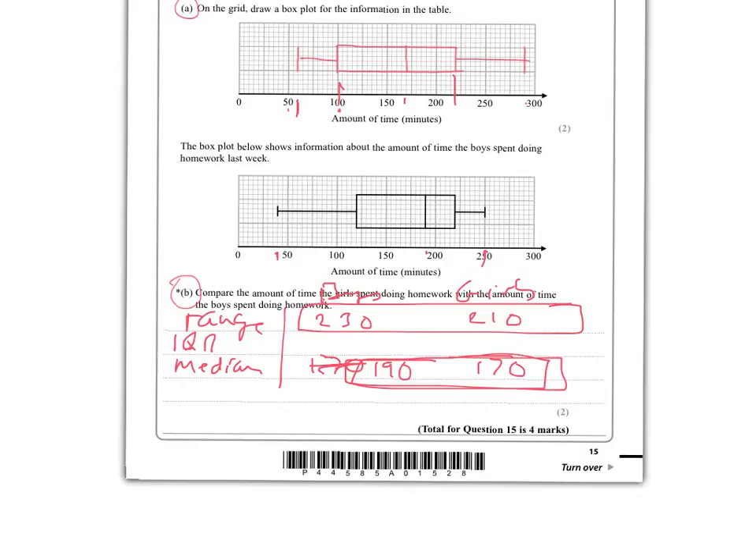The second mark comes from putting one of those remarks in context. So saying the median is bigger for the boys, this means on average the boys do more homework. That would get us the mark there.